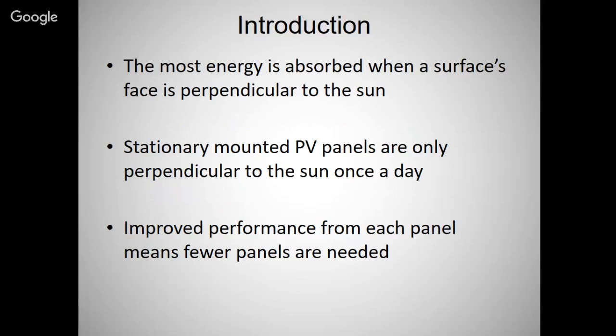Introduction: why the solar tracking, why we made the solar tracking system, what is the advantage of the solar tracking system. These are the points. The most energy is absorbed when the surface faces perpendicular to the sun. When the solar panel is perpendicular to the sun, the maximum energy is absorbed. And in normal conditions, there is only one point at which the sun is perpendicular to the solar panel. So if there is no tracking, then efficiency is decreased.